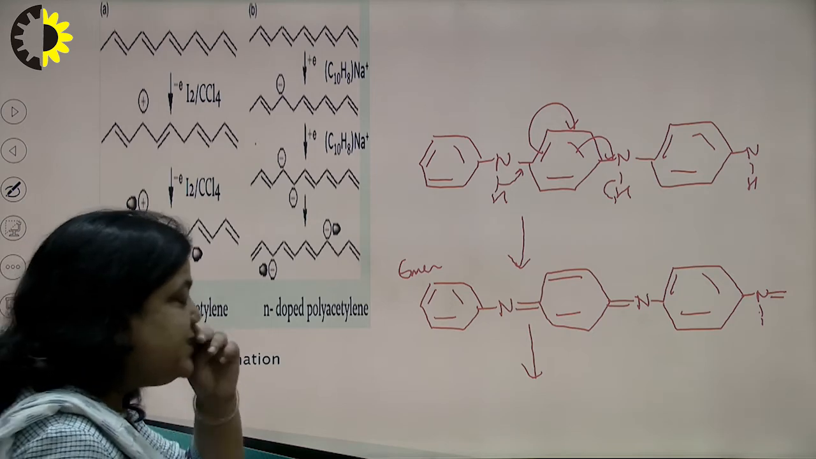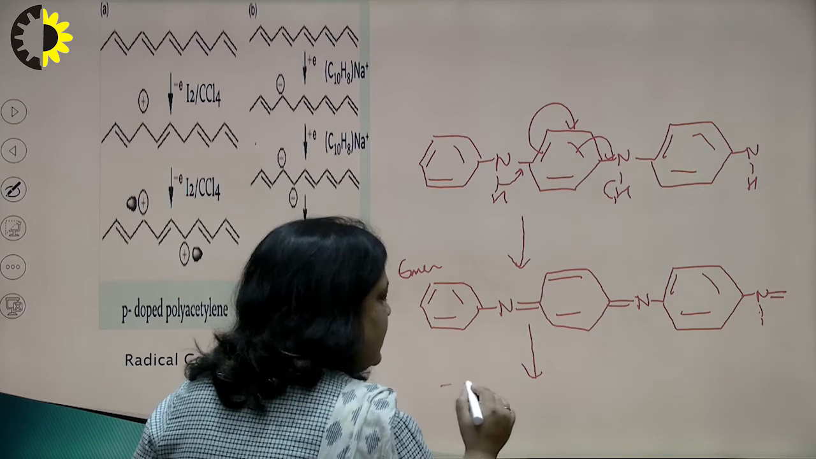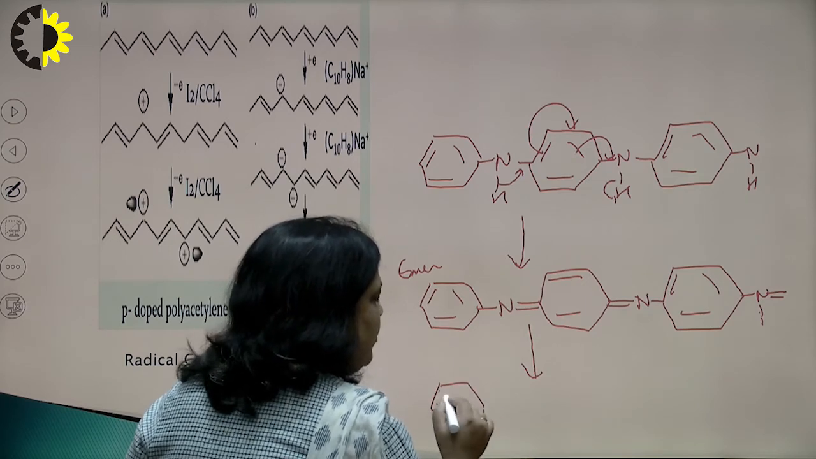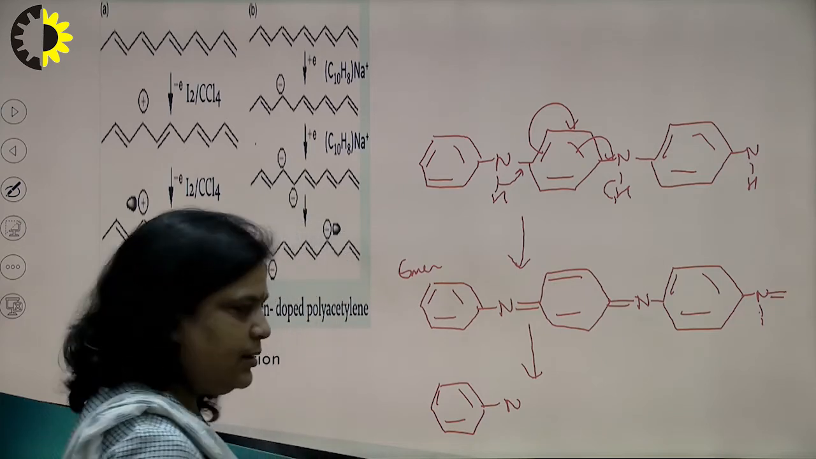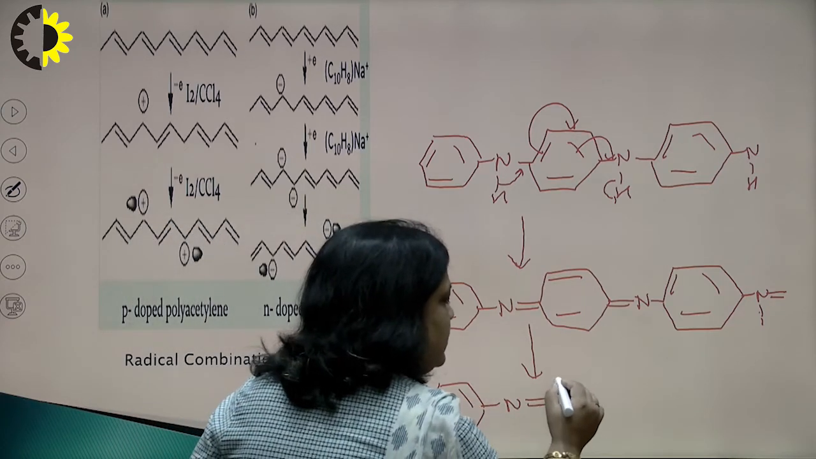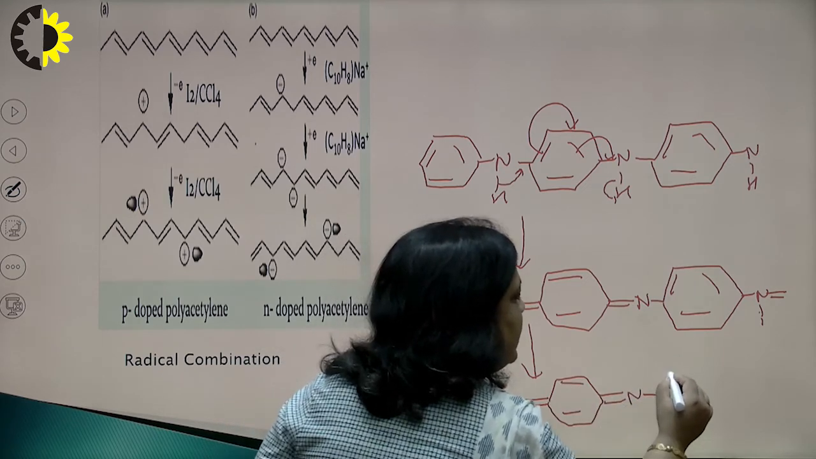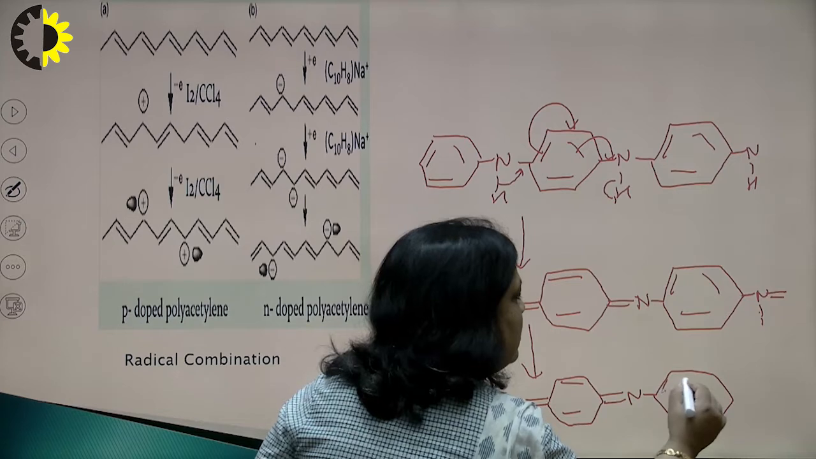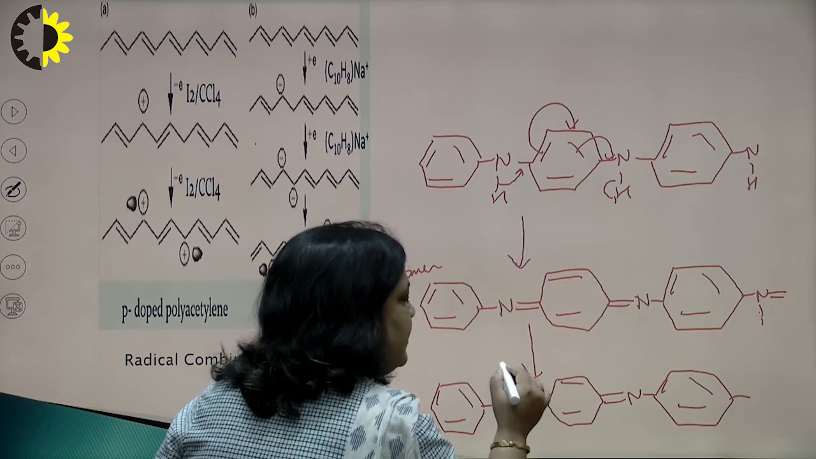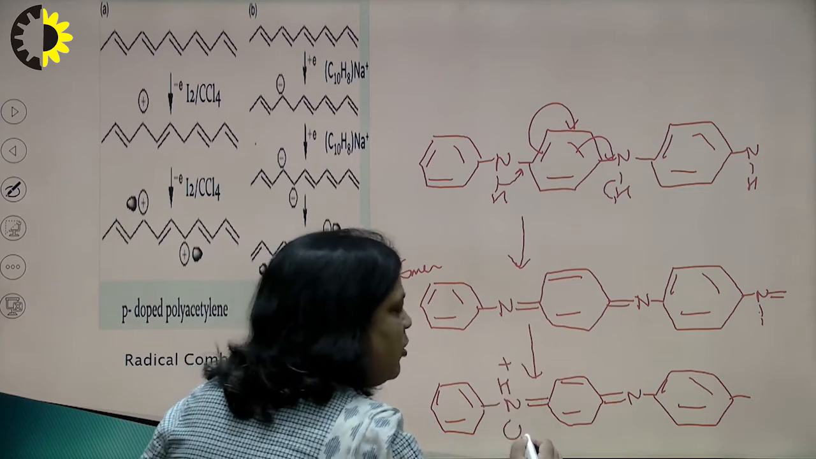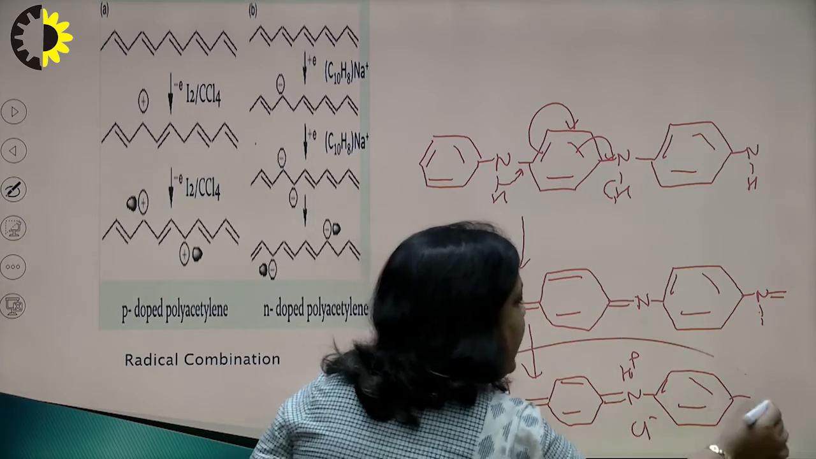So, in this situation the protonation will take place. Protonation means, since the nitrogen has a lone pair of electrons, it has a tendency to form an ammonium cationic salt. So, in that situation the nitrogen will accept this proton, and this charge is compensated by Cl minus, and this is called emeraldine salt.